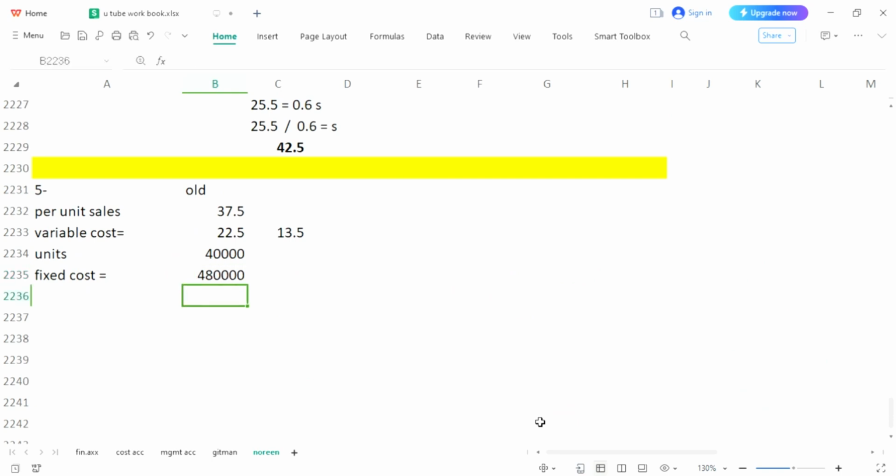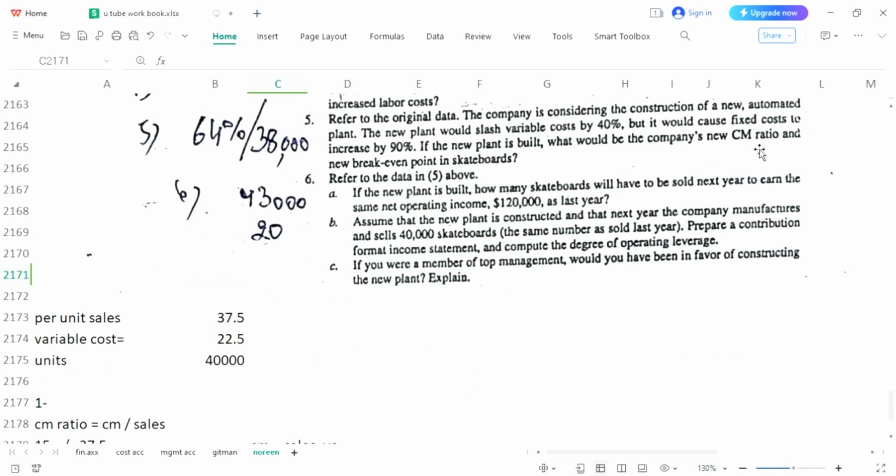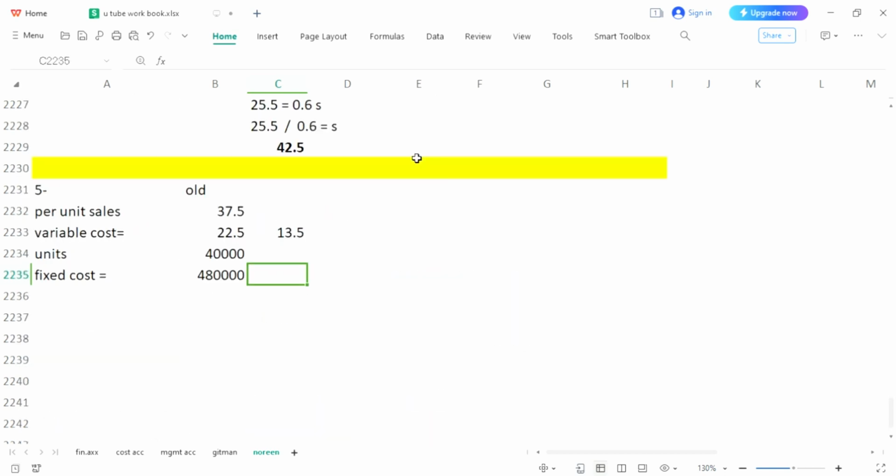4,80,000 would be put over here, and now we will go to the question and see what else they are saying. It would cause fixed cost to increase by 90%. So similarly, you will change your fixed cost as well. 4,80,000 was your old and you want to increase it. How much? 90%. So 4,80,000 multiplied by 90 and divided by 100.